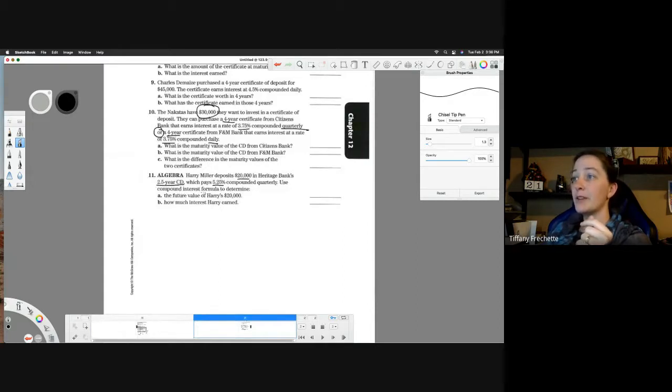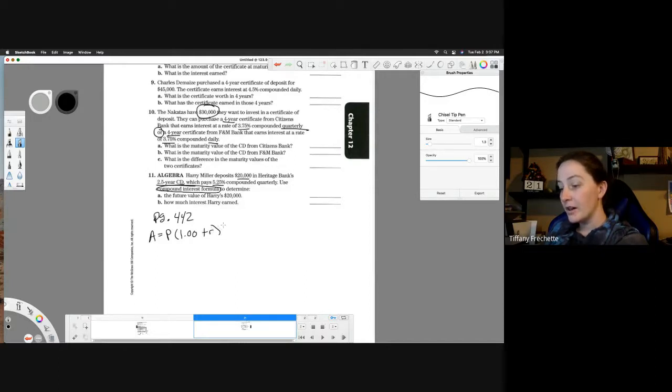And we use the compound interest formula to determine the future value of Harry's $20,000 and how much interest Harry earned. So it tells us to use the compound interest formula. That is in your book. So if you haven't looked in your textbook yet, you need to look in your textbook. You should be reading every section before you do these worksheets. It will help you get through these worksheets easier if you read through and you look at the examples. So the compound interest formula, it's on page 442. And I'm going to write it out here. So we have A equals P times 1 plus R over N.